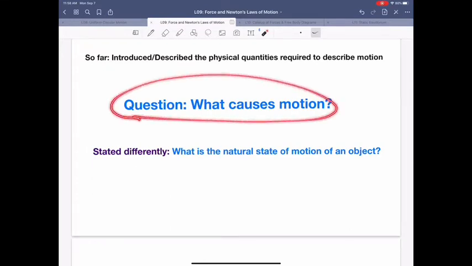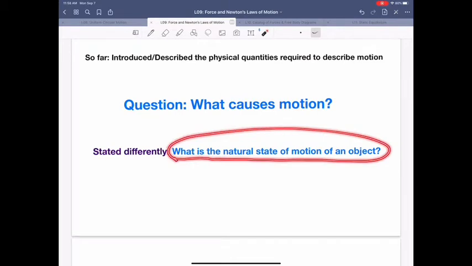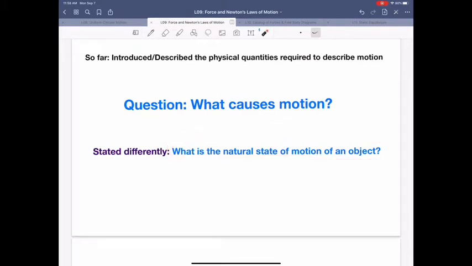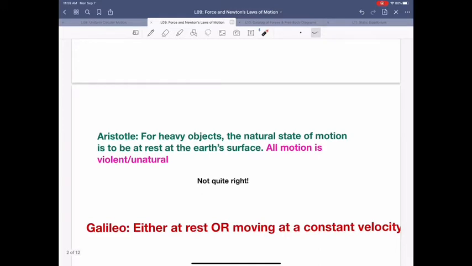Another way to ask the same question, and in fact this was the way it was thought of in the past, is: what is the natural state of motion of an object? Meaning, if you have an object left to itself, what is it most likely to do? Now, this is an old question. Many people addressed it, and one of the earliest was Aristotle, about 2,500 years ago.